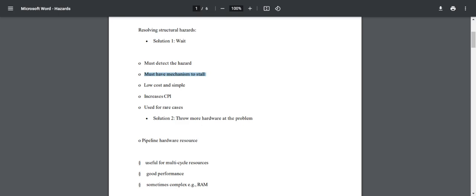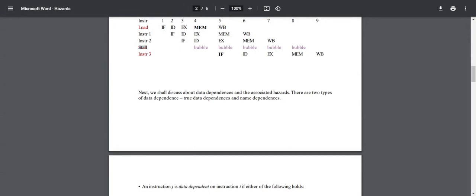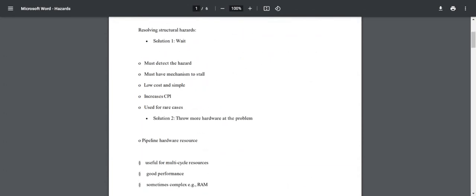And obviously this is going to be a low cost method, and the method is simple, but cycles per instruction is increased in this example. Now this is a practical scenario. This stalling thing basically is used in rare cases.